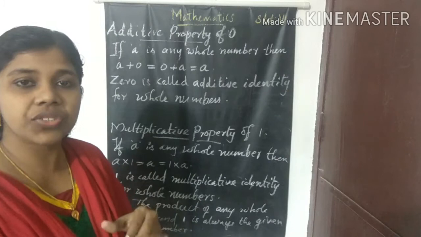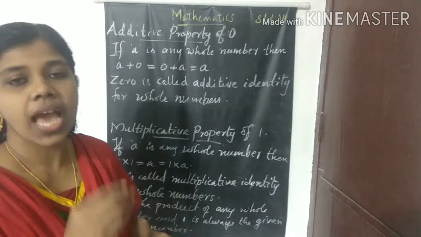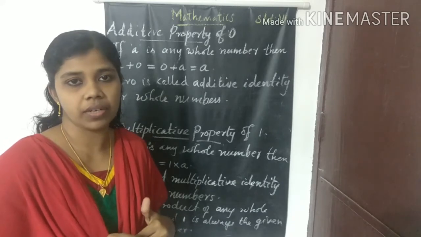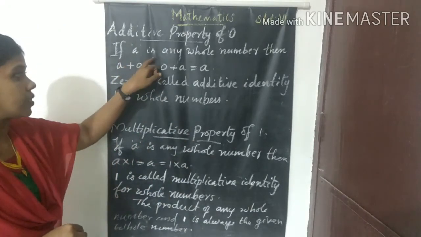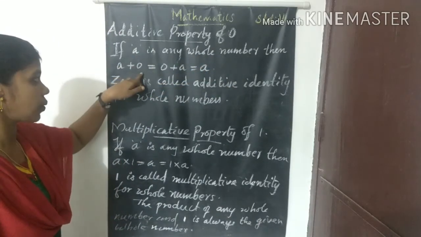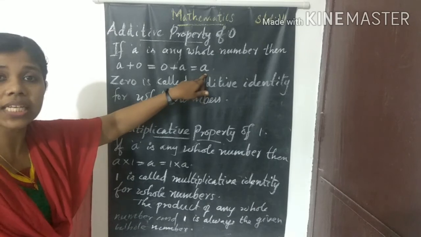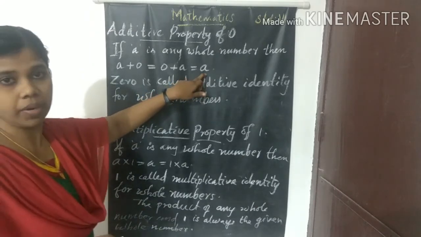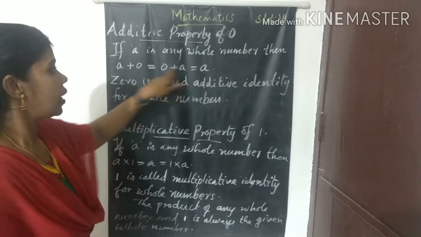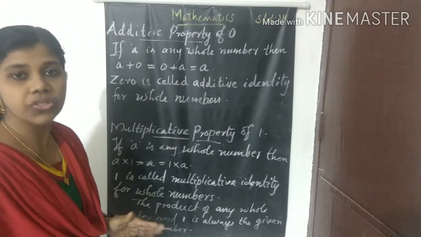0 is called the additive identity for whole numbers. Why? Any number added with 0, we get the same number, that given number. That means if a is any whole number, then a plus 0 equals 0 plus a, which equals a. Always we get that same number. Any number plus 0 equals the same number, and 0 plus any number always equals that number.